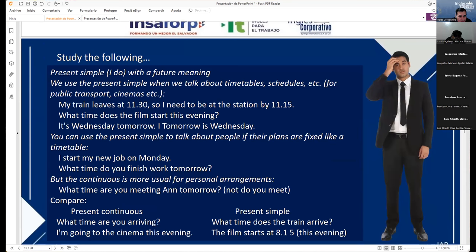Study the following. Present simple, I do, with a future meaning. We use the present simple when we talk about timetables. Timetables, horarios. Schedules and timetables are synonyms for public transportation, cinema, schools, etc. I have my next class in 5 minutes. I have is simple present. In 5 minutes, future. Okay, examples. My train leaves at 11:30, so I need to be at the station by 11:15.